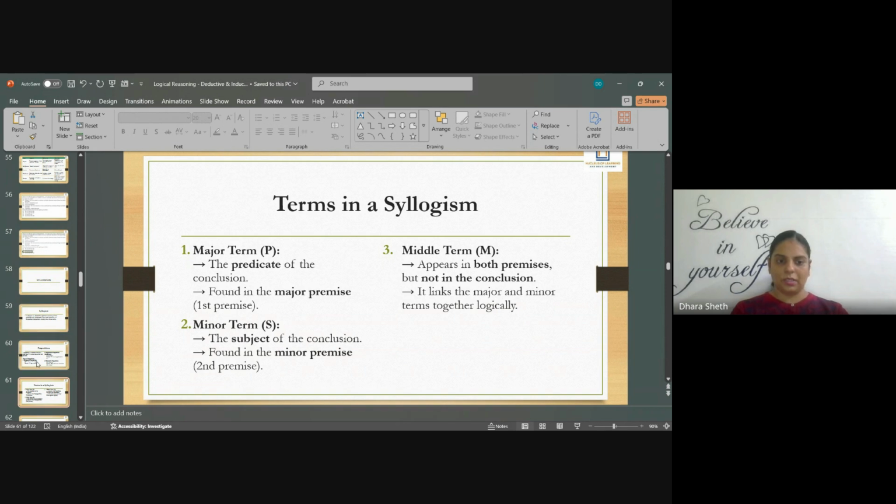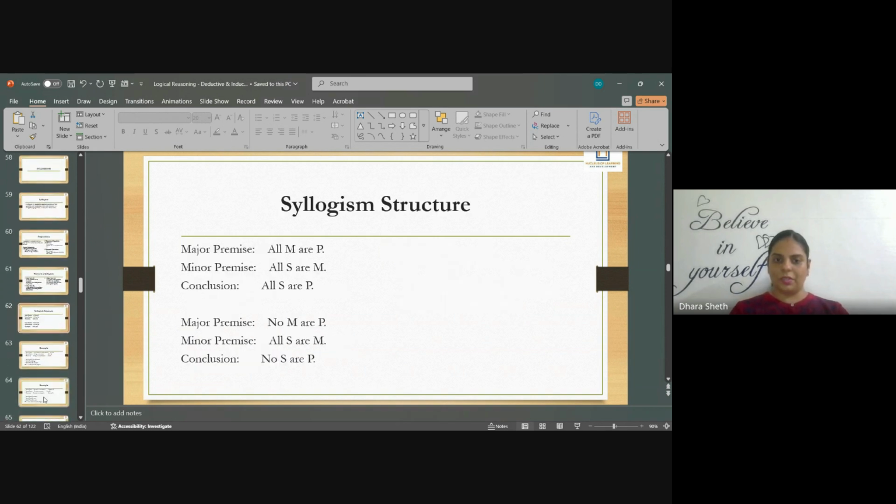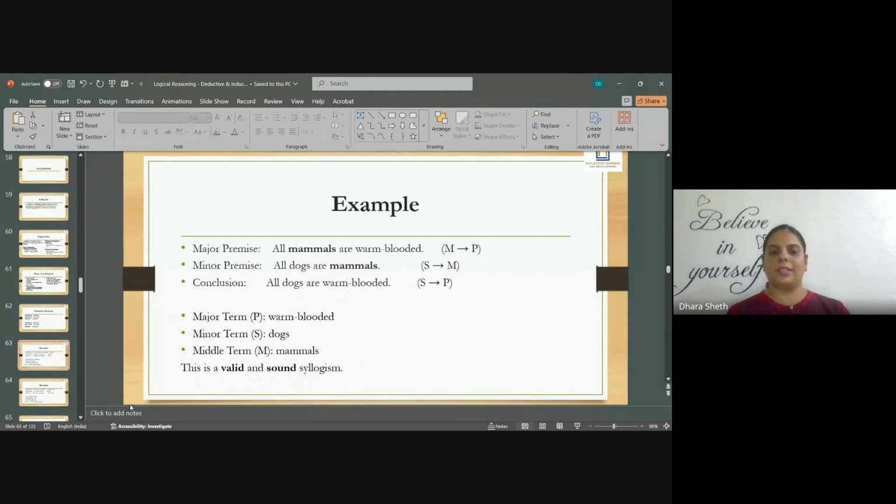Okay. Let me see if there's an example. Yeah. See, let's see the example here. All mammals are warm-blooded. All dogs are mammals. All dogs are warm-blooded. Now here, predicate of the conclusion, warm-blooded, is your major term. Warm-blooded, as you can see, is also there in the major premise.